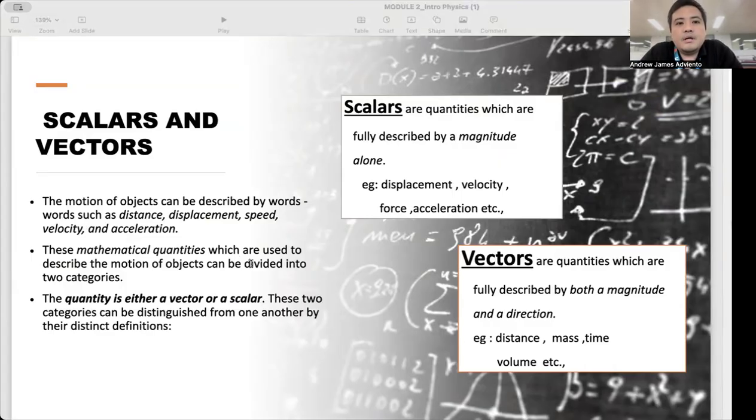Scalar quantities include distance, as I mentioned, time, mass, and volume, and these quantities tell us how much, but not which direction. On the other hand, vectors include displacement, velocity, force, and acceleration. These quantities tell us both how much and which direction.